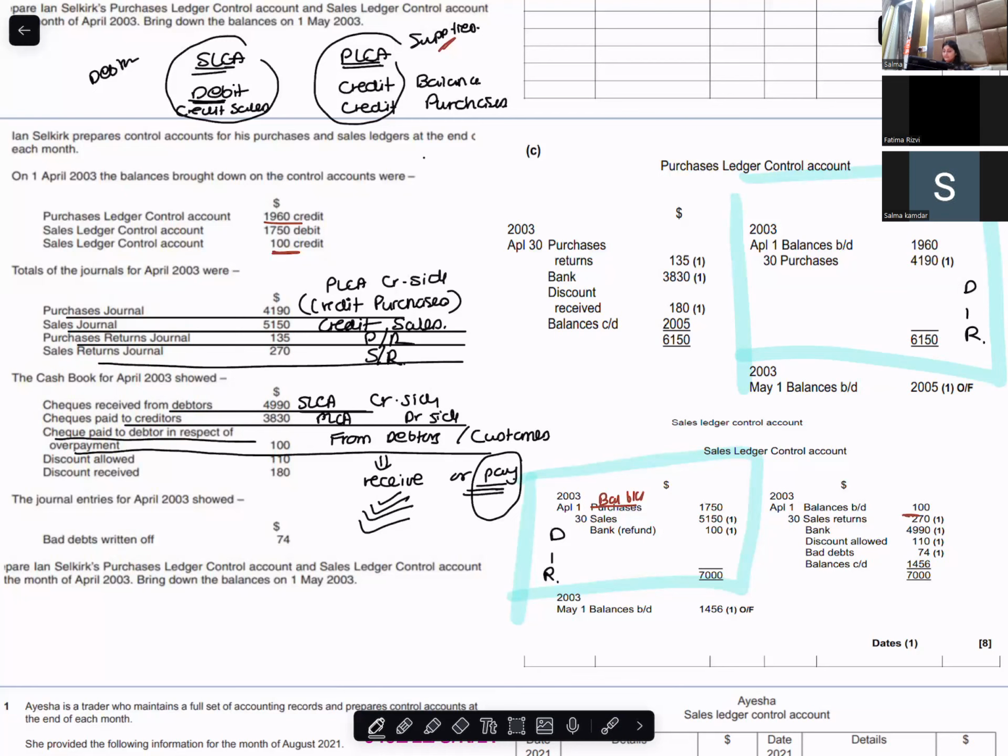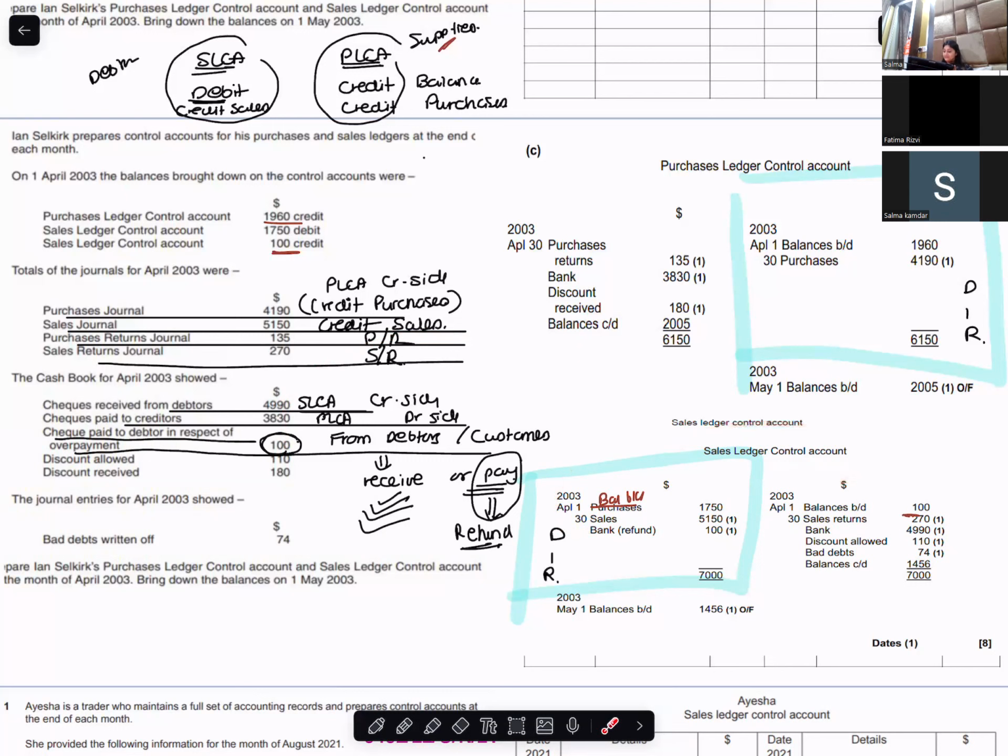It means it'll go in the PLCA. Darling, when you receive money from your customer, it is normal. Your customer has to pay you, you will receive. But when you return back money to your customer, I'm repeating again, that means you're doing a refund. So this 100 represents refund. Refund side? Credit side.